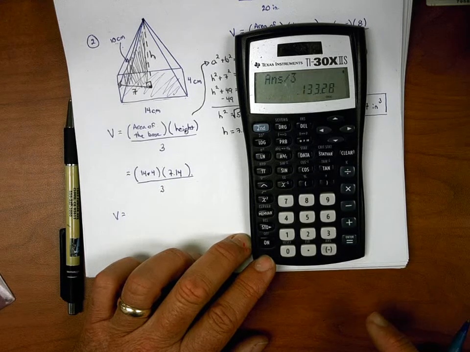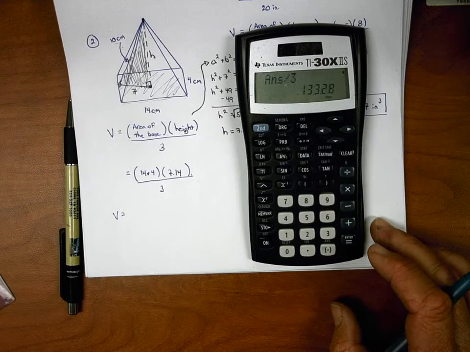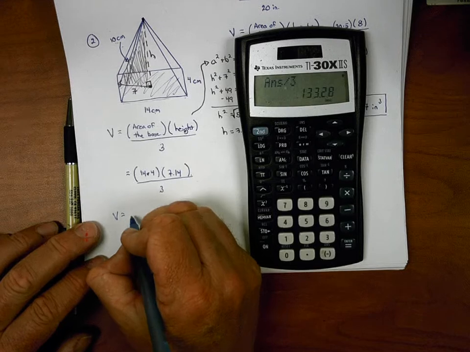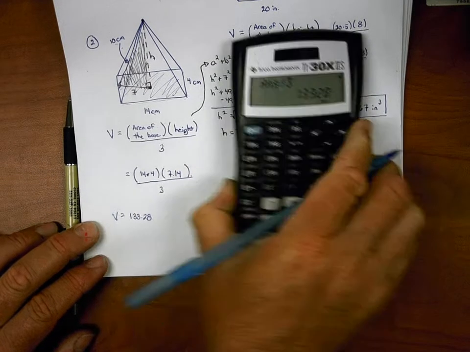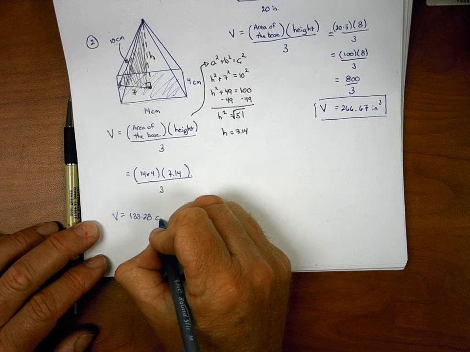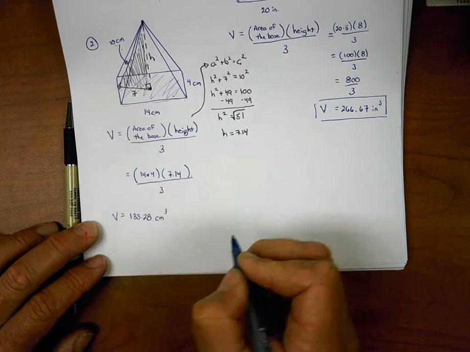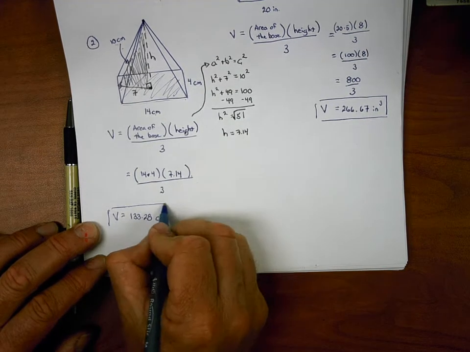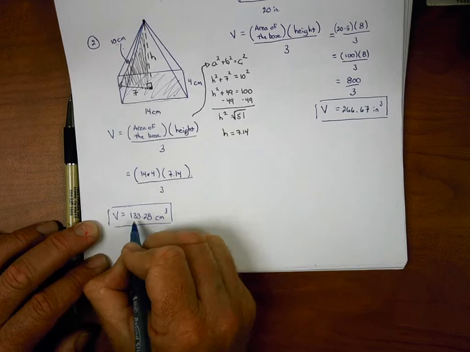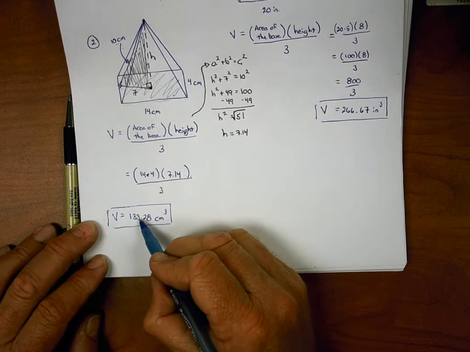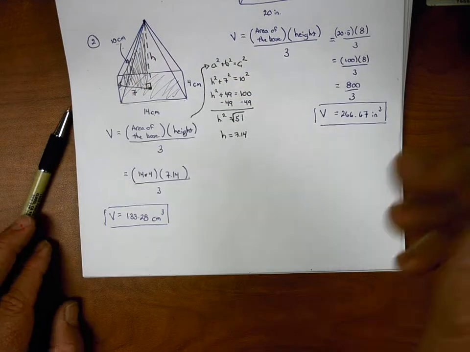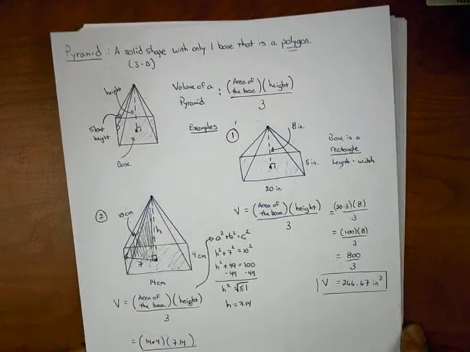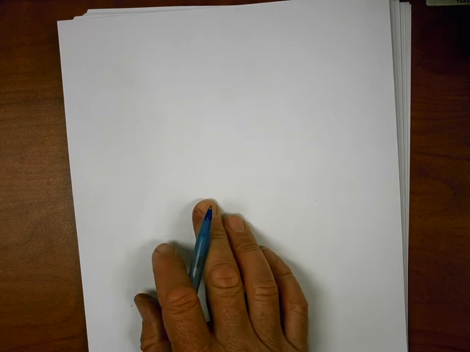So my volume is 133.28. Then I put my measurements in, which are centimeters, and remember volume is always to the third power. It's always in cubic units. So I can put 133.28 cubic centimeters of chocolate milk inside this pyramid, if that's exactly what I wanted to find. All right, so now let's move on to the other shape.